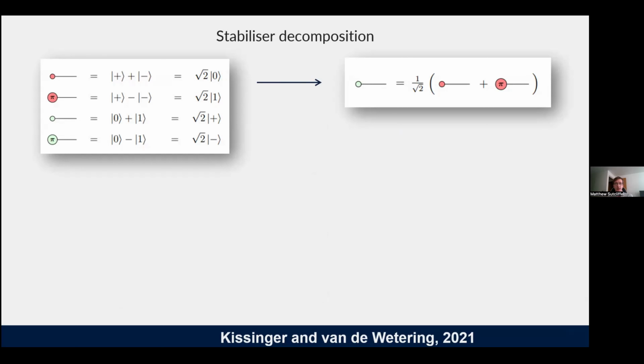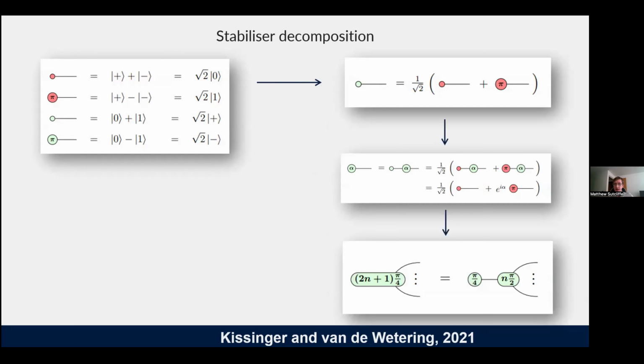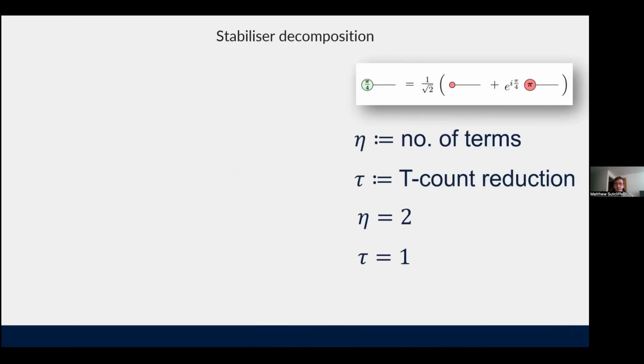So if we look at the definition of Z and X spiders, we can derive this simple decomposition where we can translate a Z spider into a sum of two X spiders, or an X spider into a sum of two Z spiders. And then we can generalize this slightly to apply it to any phase. And so with these slight generalizations, it allows us to translate any T-like spider into a sum of stabilizer terms. And we'll label these metrics here, eta and tau. So eta is the number of terms that it decomposes to. So in this case, it decomposes to 2 terms. And tau is how much T-count reduction you get from each application. So in this case, these 2 resulting terms have 1 fewer T-count than the left-hand side. So this is 1.